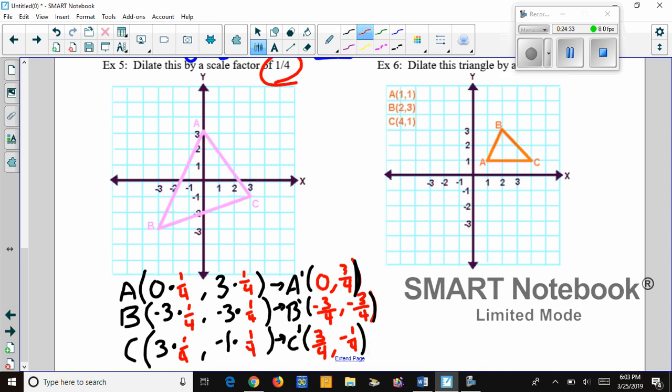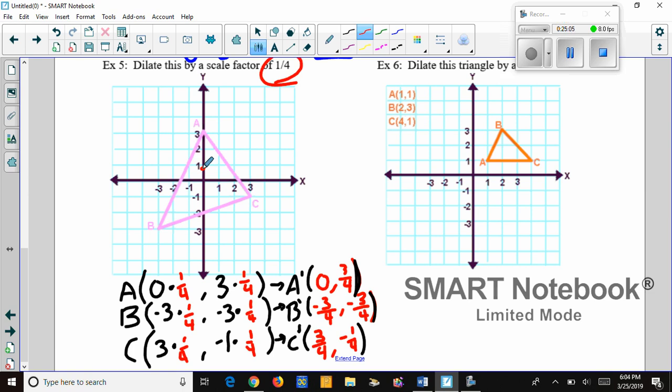I understand, not super easy to do 3/4, but we're going to do the best we can. For A prime, 3/4 is going to be between 0 and 1. But what you have to decide is, is it closer to 0 or closer to 1? It's closer to 1, so we're going to go right here. It's not on 1, but it's also not right in between. So it's just going to be a little bit closer to 1.